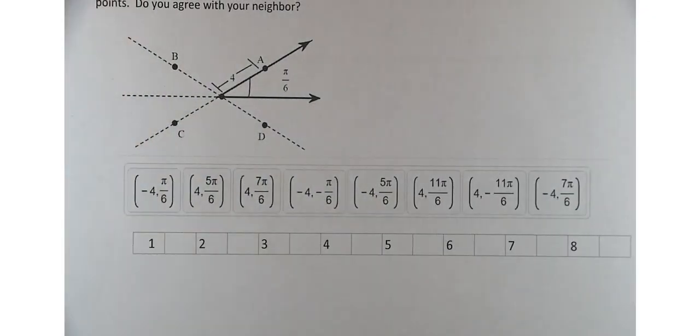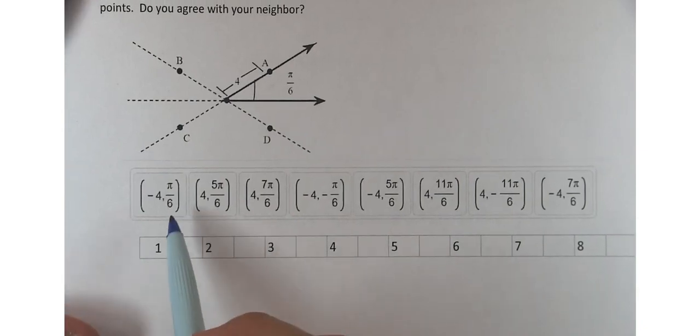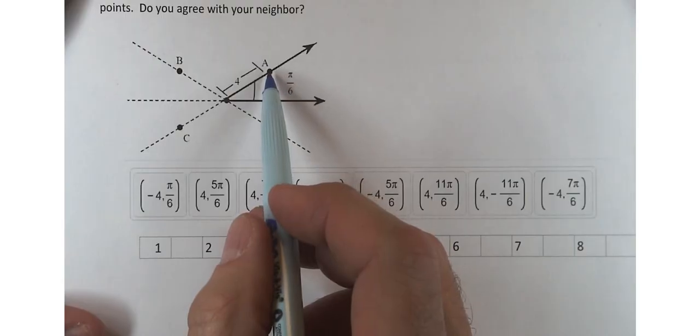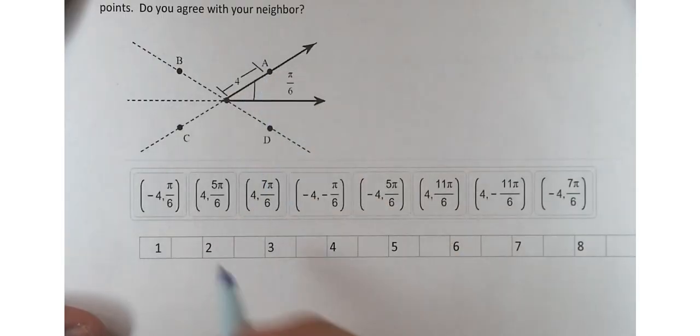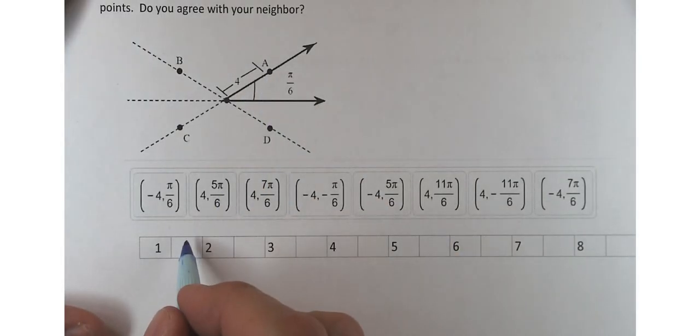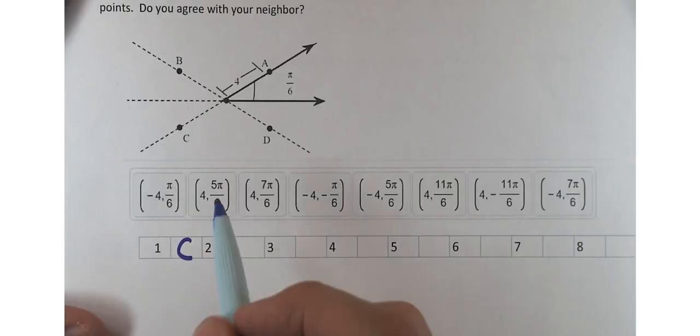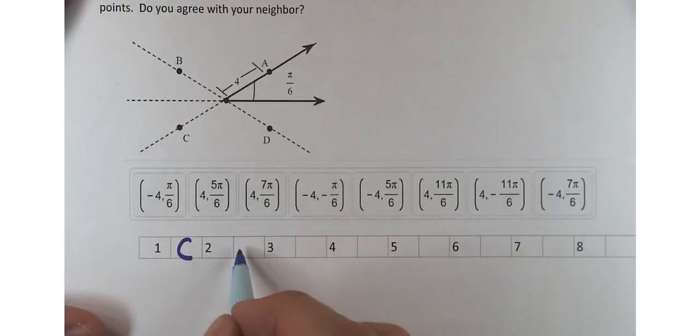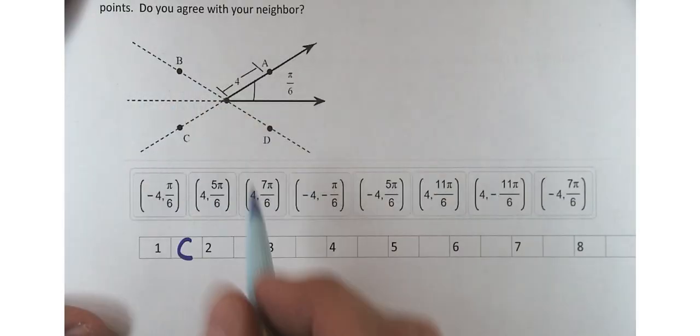Let's take a peek at this one, see how we're doing. We'll start out with -4 and pi over 6. Pi over 6 is here, but because we've got a -4, where am I going to end up? What point? C. 4 and 5 pi over 6, that one's pretty easy because you're just going to go to the angle and find that point, so that's going to be a B.